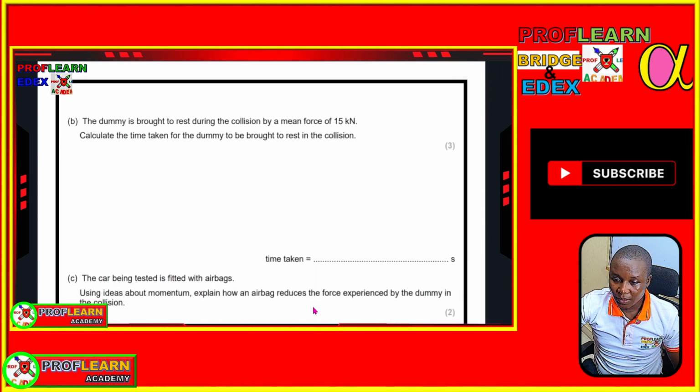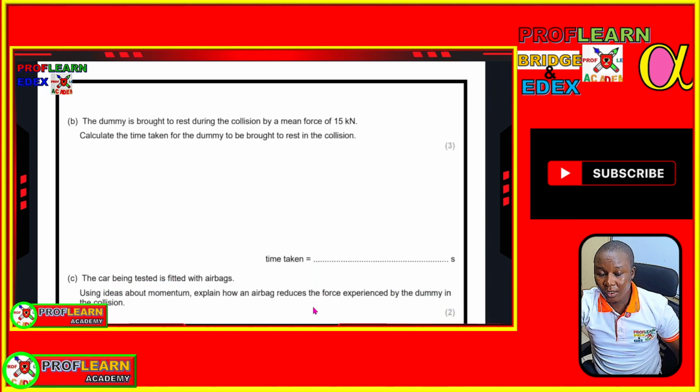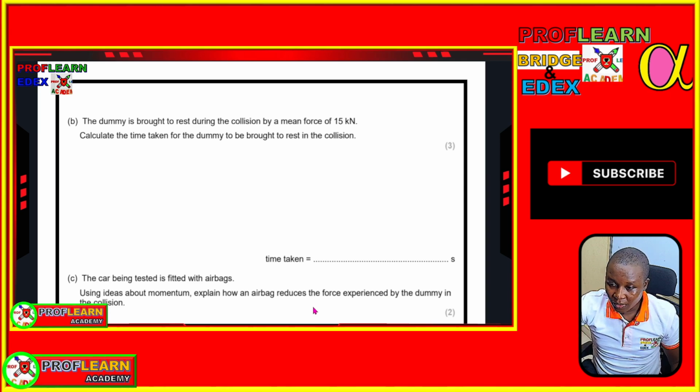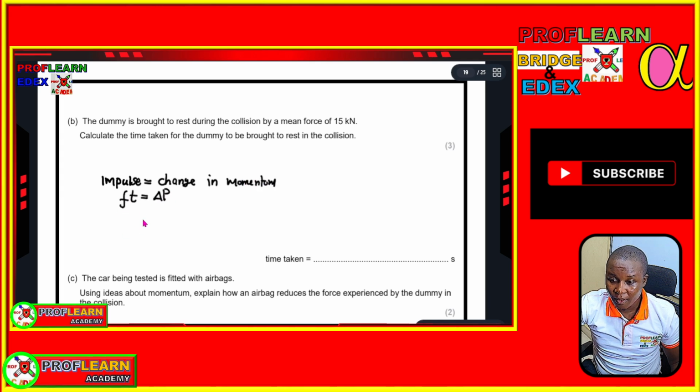Moving down, we are supposed to calculate the time taken. So this is Newton's second law of motion, that force is equal to the rate of change of momentum. Now the dummy is brought to rest. Impulse is force times time, and impulse is equal to change in momentum. Initially the momentum was given, so let's write the formula: impulse is equal to change in momentum. So Ft is equal to change in momentum.